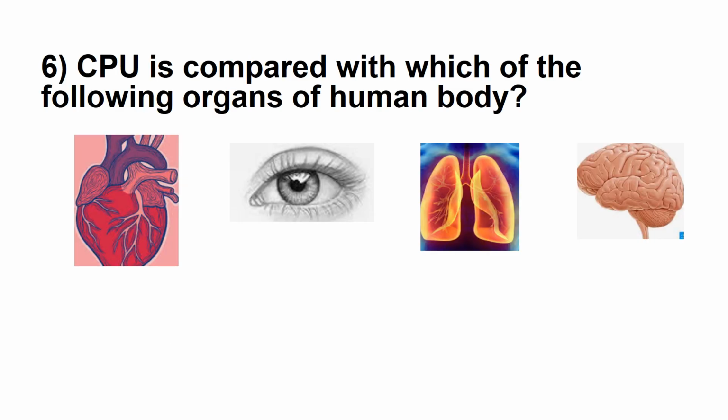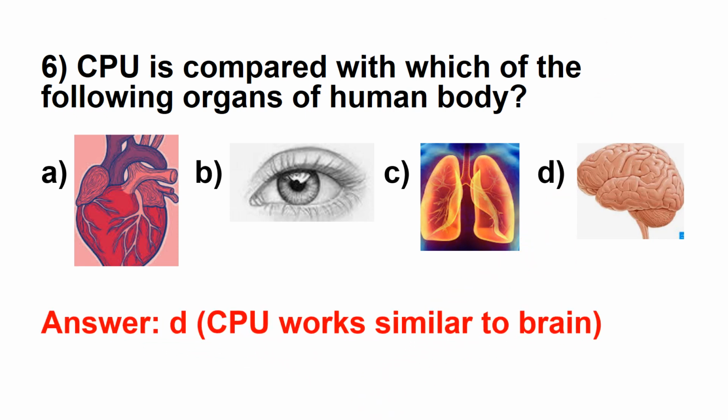Next one. CPU is compared with which of the following organs of human body? So you have few organs of human body: heart, eyes, lungs, brain. So the right option where CPU can be compared with human body is brain.